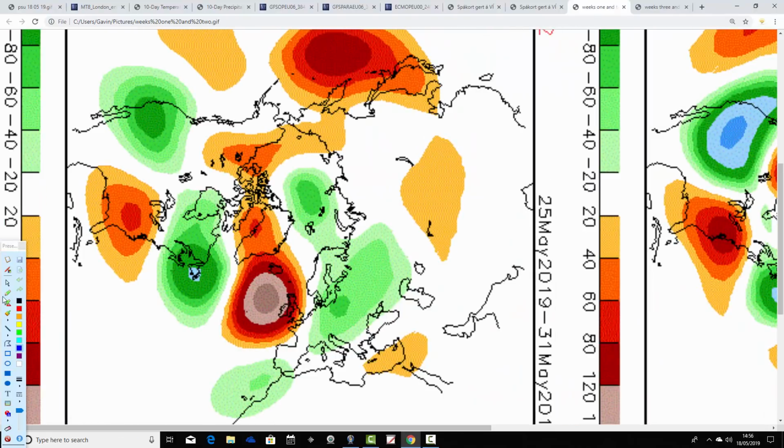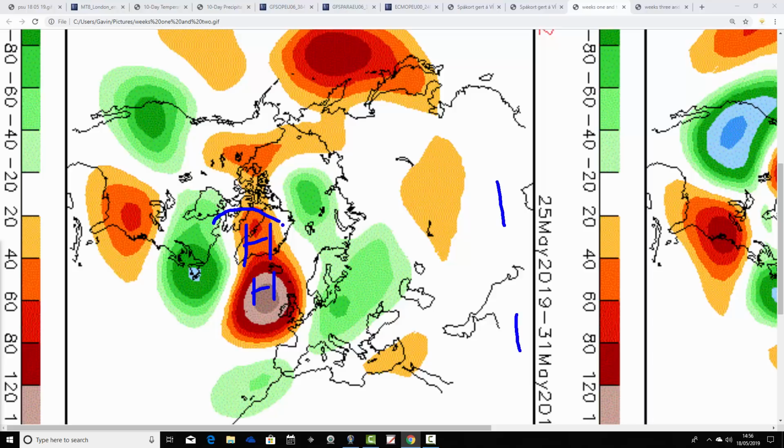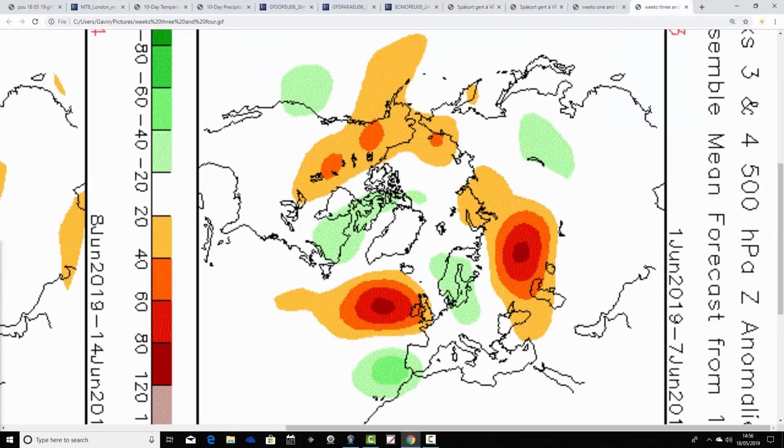And then we go through to week 2, which is the 25th to the 31st of May, with above average heights then out to the northwest of us. Quite cool, bringing wind in from a northerly or northwesterly direction. It's not particularly unsettled because high pressure is just out to our west, so we're blocked off from the Atlantic. But I suspect it will be showery with those northerly winds. Temperatures will probably be quite cool.